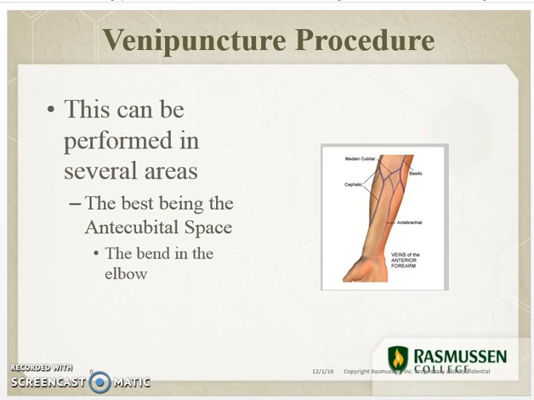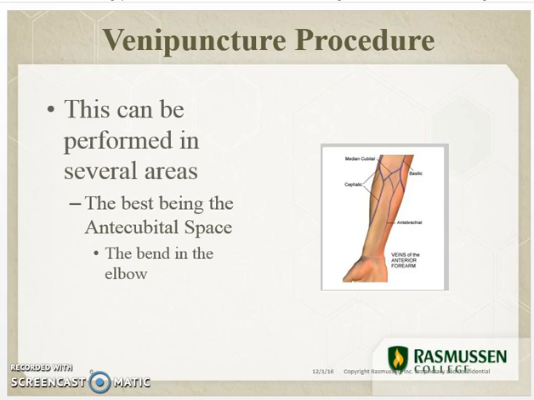All right, let's talk about the procedural part of this. The procedure can be performed in several areas of your body, but the most common is the antecubital space, or that bend in your elbow. And we use 3 main veins for this procedure: the median cubital, the cephalic, and basilic. The median cubital is the most popular and it's typically the largest and is found right in the middle of your antecubital space.